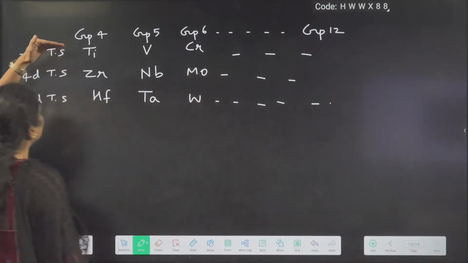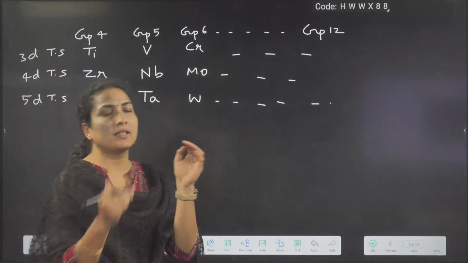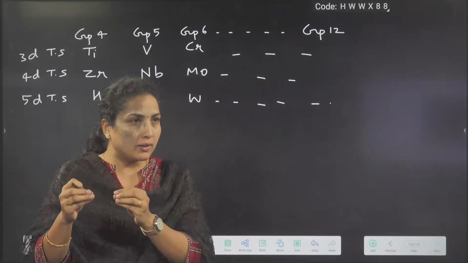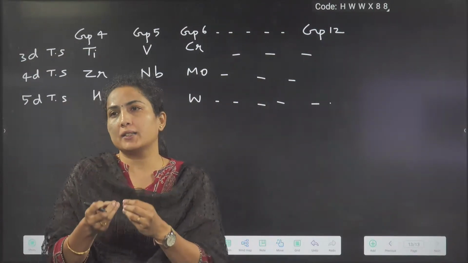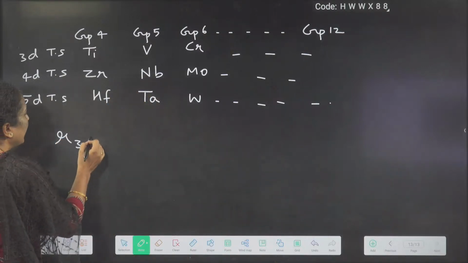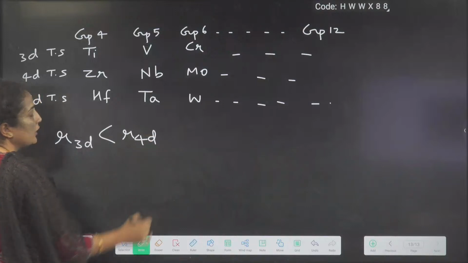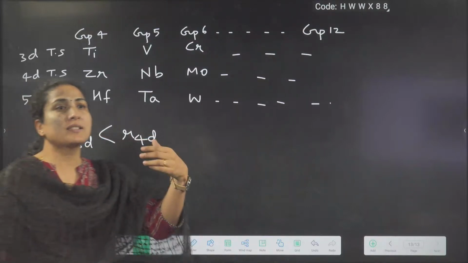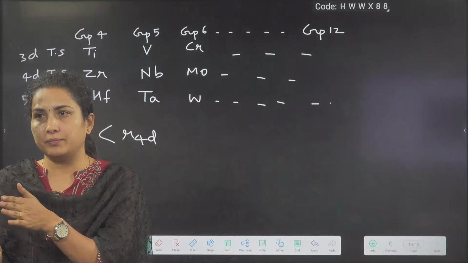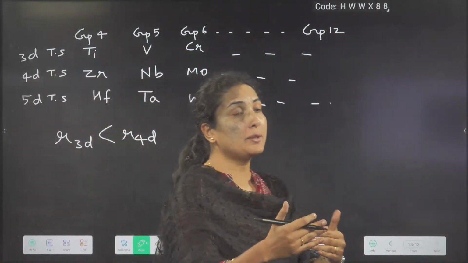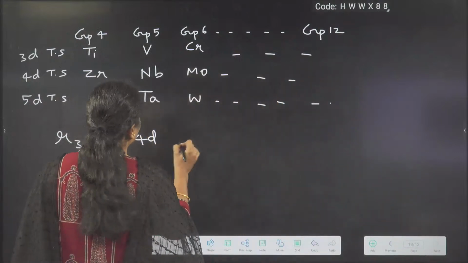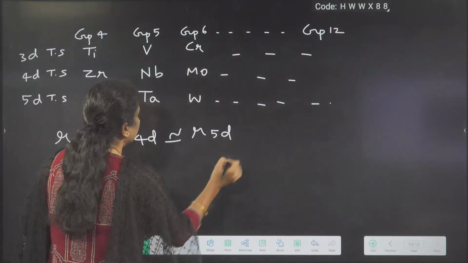Now, when I move from 3D to 4D, do you agree that there is increase in the shell number? So ideally, the size of 4D transition series element should be greater than that of 3D, right? So what I'm going to write down here, radius of 3D should be less than radius of 4D, right? But what is unusual, which is seen here, when I move from 4D to 5D? Ideally, the size should increase because shell number is increasing. But to our surprise, 4D and 5D, their size was found to be similar, right?